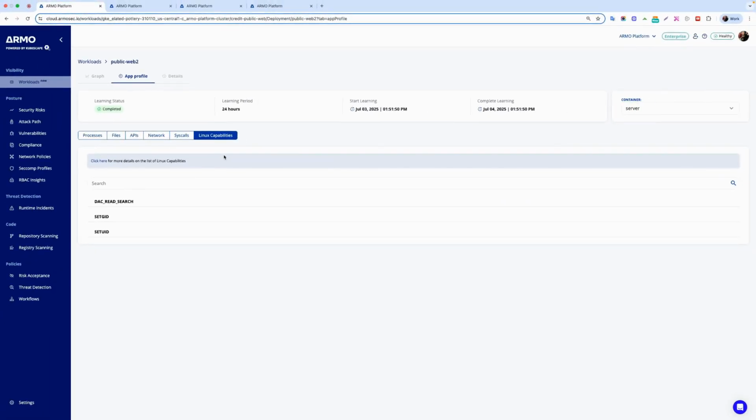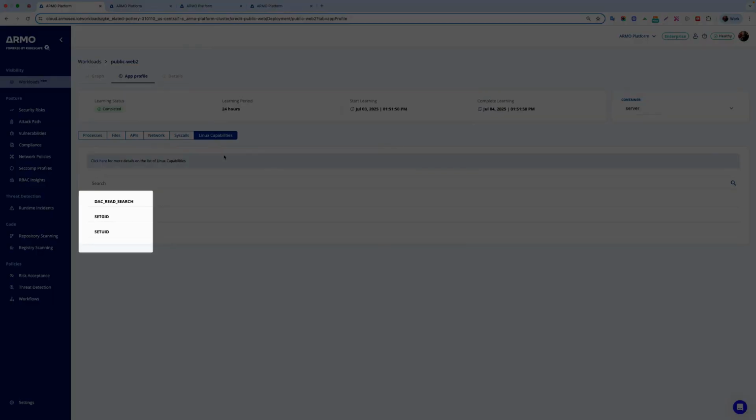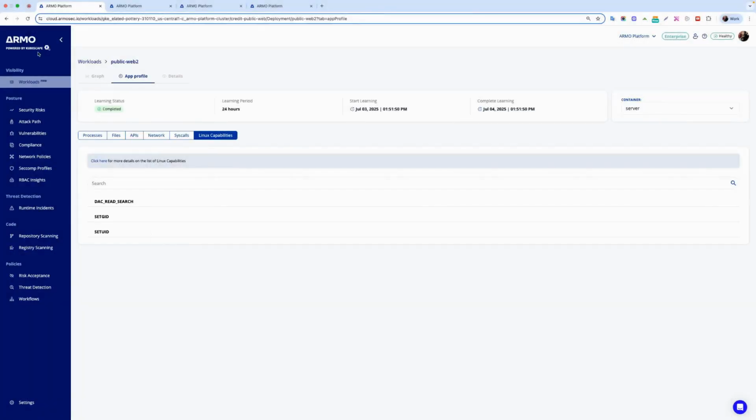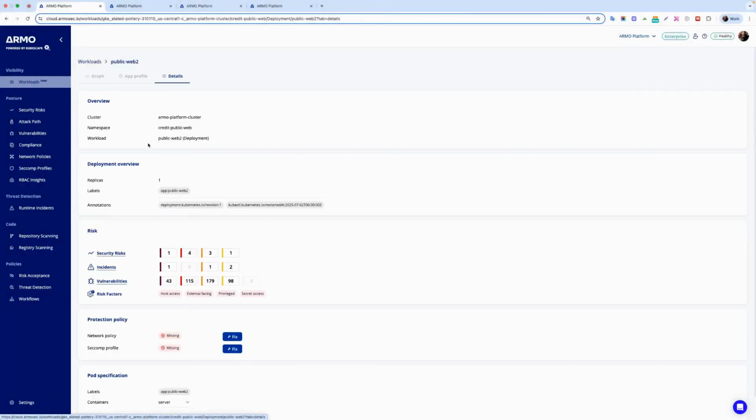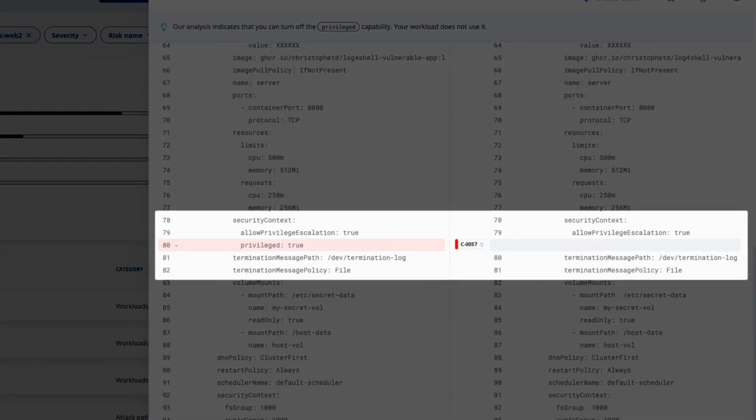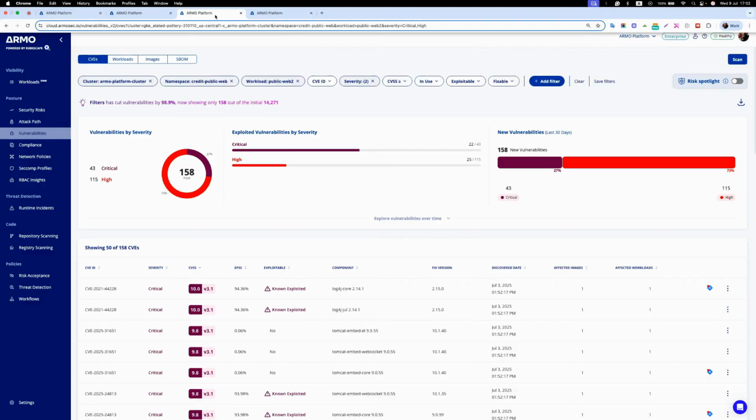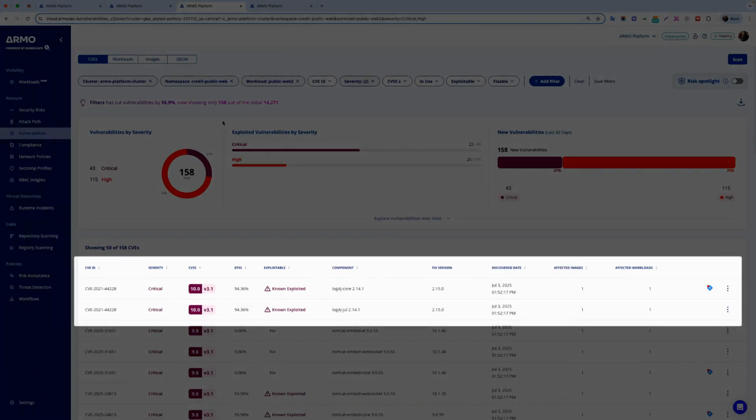Linux capabilities in use should be minimal for the workload. If a workload is using a powerful Linux capability like CAP_SYS_ADMIN or CAP_NET_ADMIN, it might be over-privileged, making it easier for an attacker to exploit the container or the whole system. Now, let's move to the security posture overview. A single misconfiguration, such as a privileged container, can expose an entire cluster.